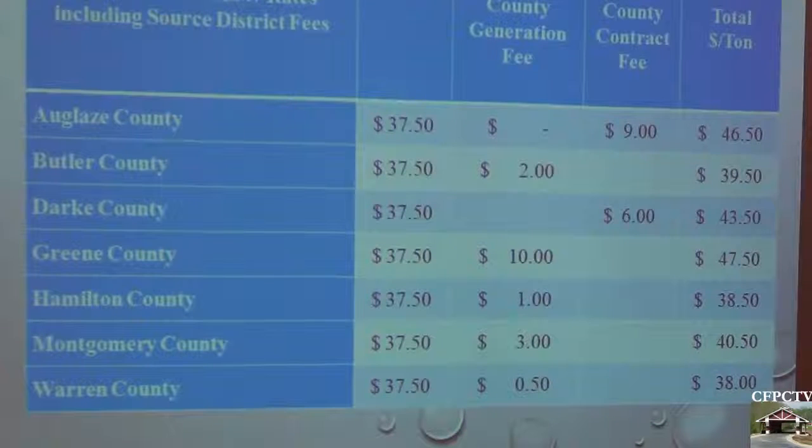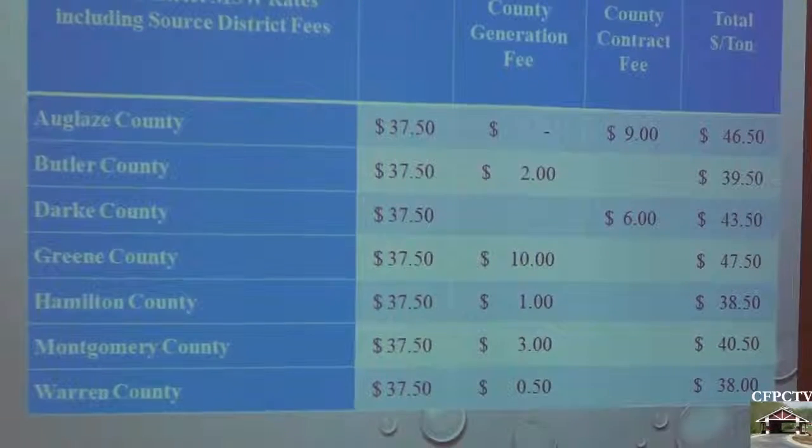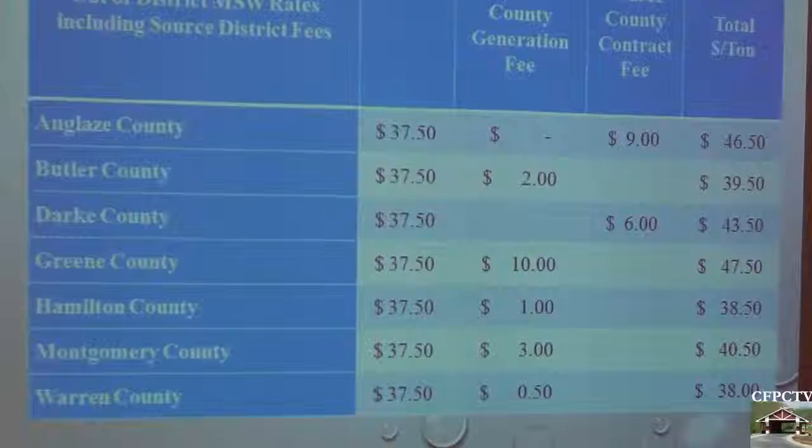This is the additional fees that will be charged to out-of-county waste. We are required by law to collect the source county solid waste fees and then reimburse those counties. So if you will note, the final total dollar per ton out here ranges from $38 to $47.50, depending on where the waste comes from. With that, any questions?